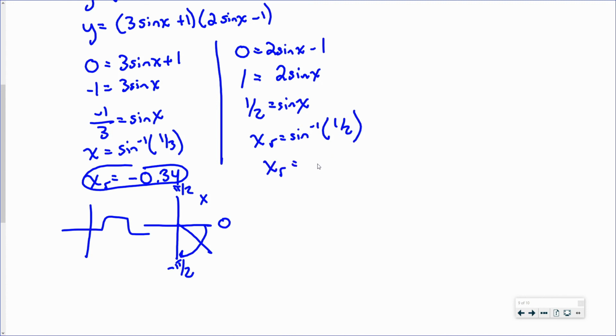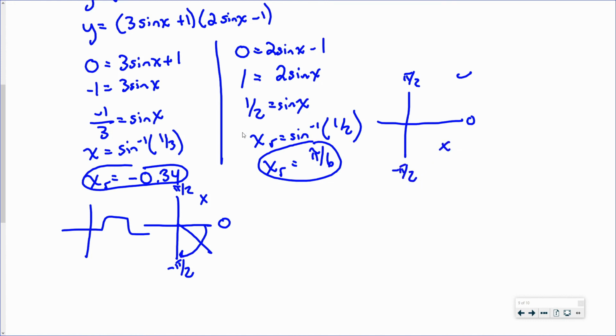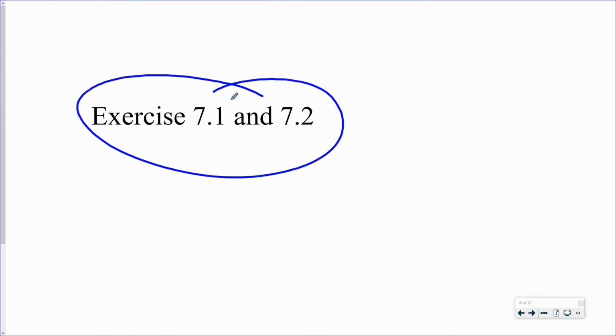And where's that going to happen? Well, in quadrant 1, it's at pi over 6. So from 0 to pi over 2, sine is indeed positive, so one of the answers is pi over 6. When you go from 0 to negative pi over 2, sine is not positive, so there are no answers there. So you have two solutions, pi over 6 and negative 0.34 radians. Whew, that was a long one. But you can now do both of these exercises.